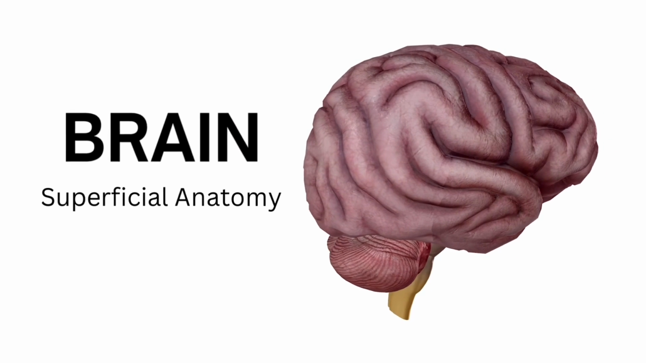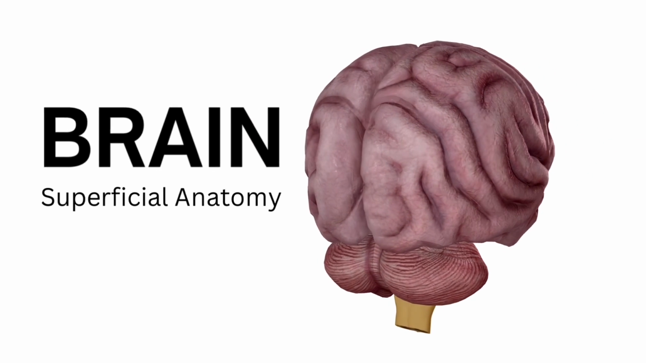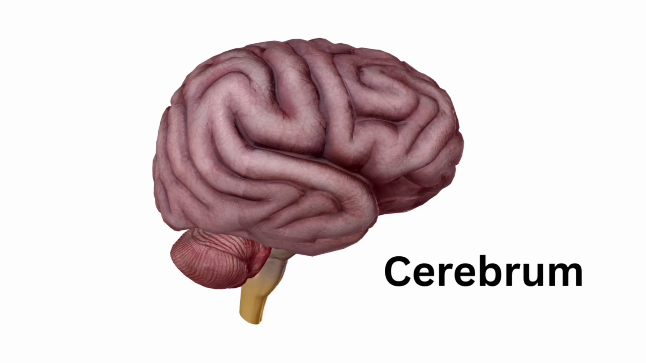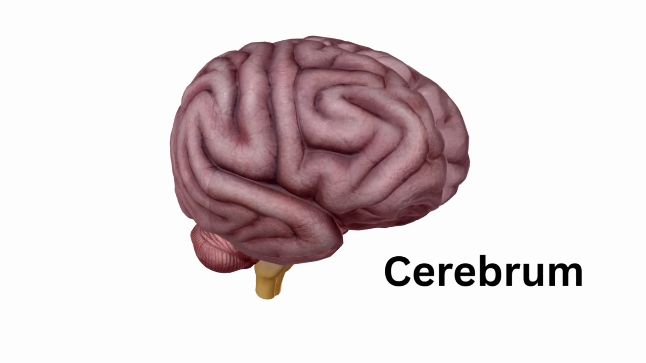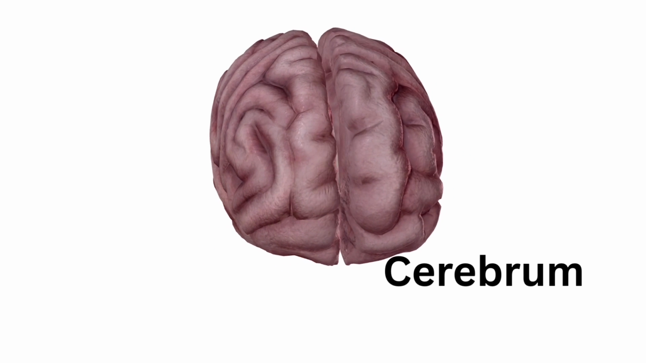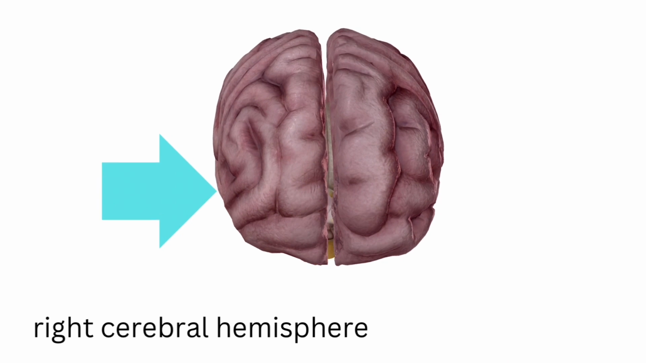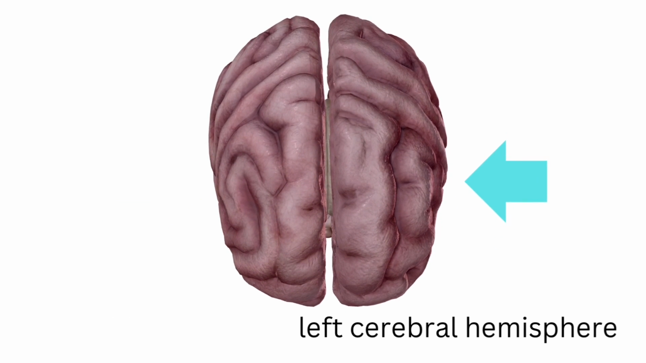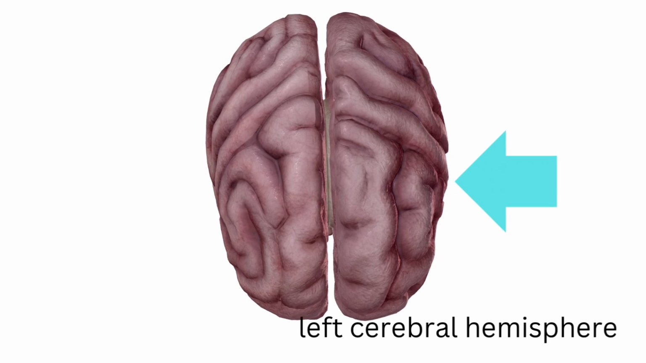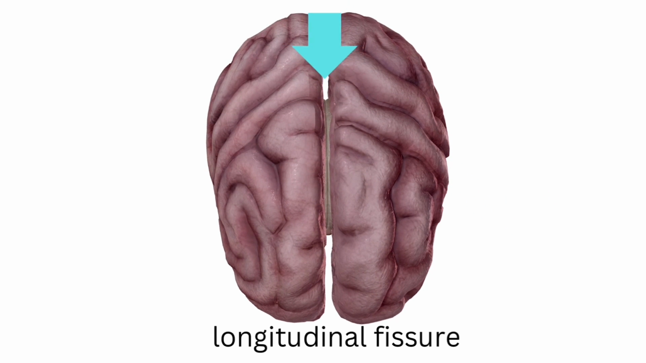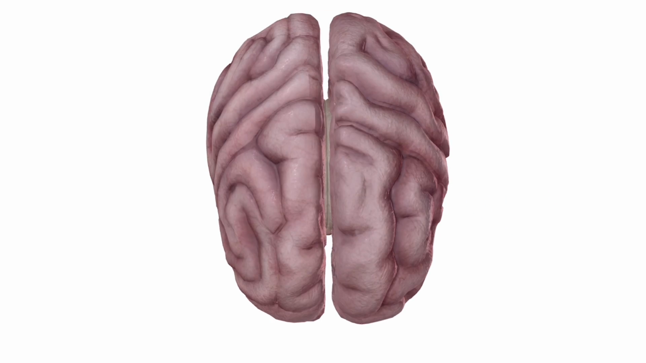Let's talk about the superficial anatomy of the brain. The cerebrum is the convoluted, wrinkled outer layer, and it's organized into two hemispheres, the right cerebral hemisphere and the left cerebral hemisphere, separated by a deep groove called the longitudinal fissure.